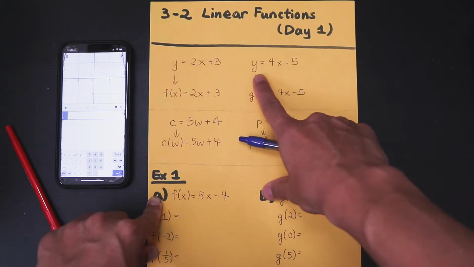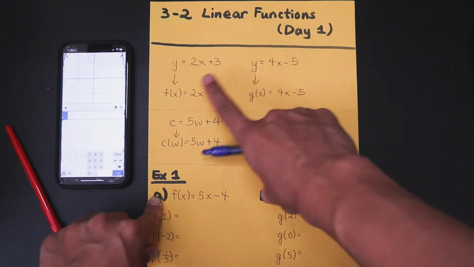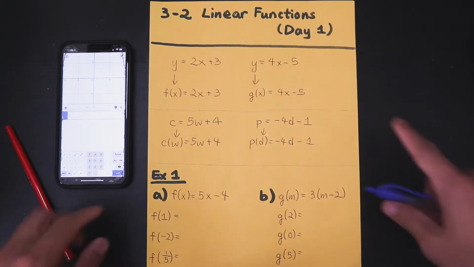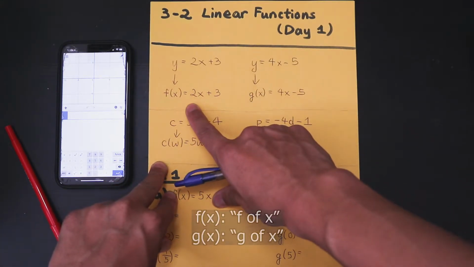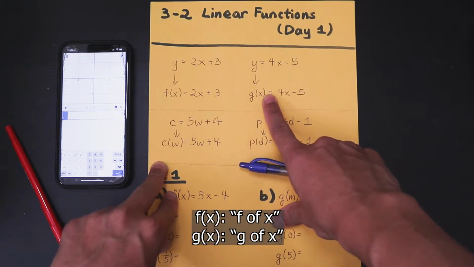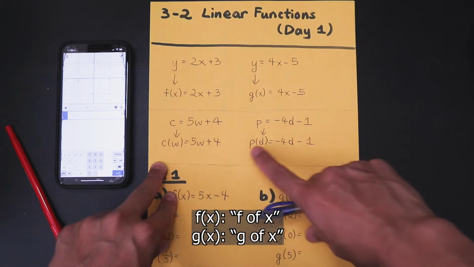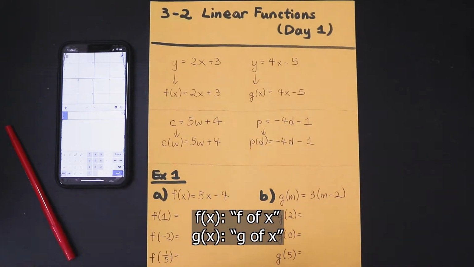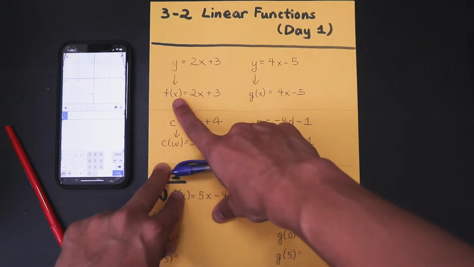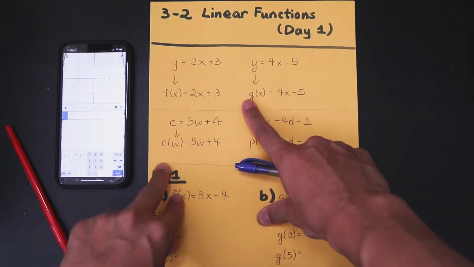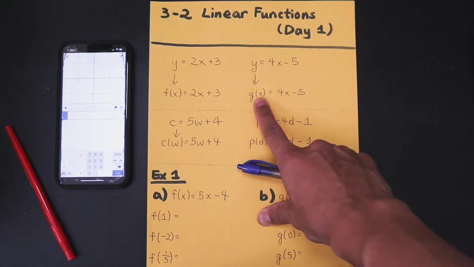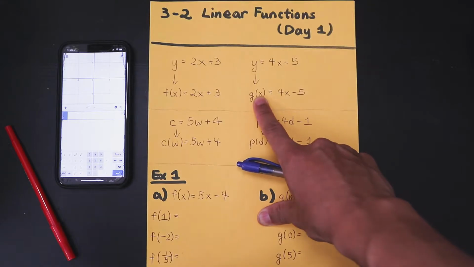So instead of naming each equation y, we're going to call them f of x or g of x. The way that you say it is f of x, with the word "of", or g of x, and then this will be like c of w and p of d, things like that. Okay. Now this does not mean multiplication. This does not mean f times x. Likewise, this is not g times x. It's just a name. There's no multiplication, there's no parentheses, things like that.